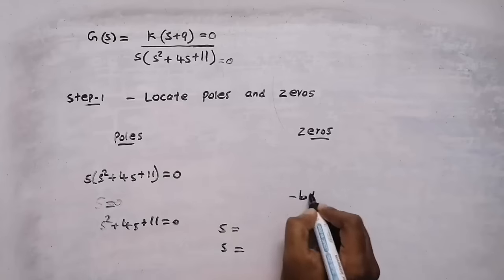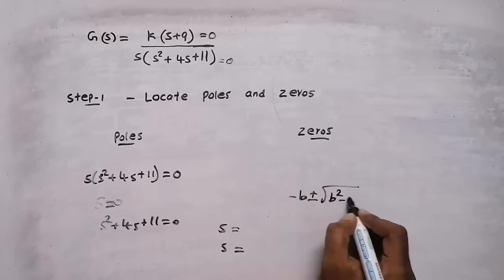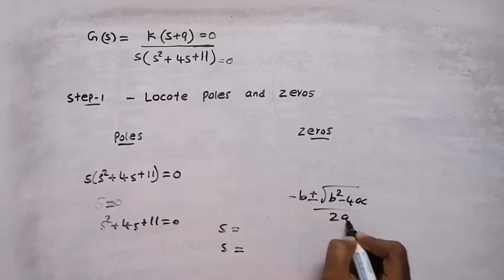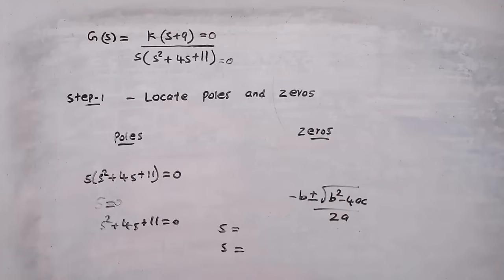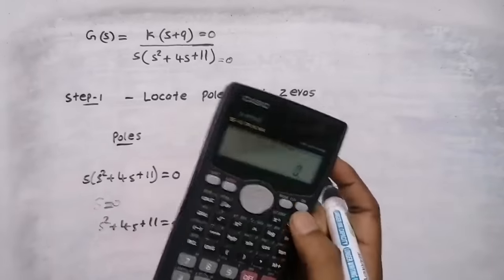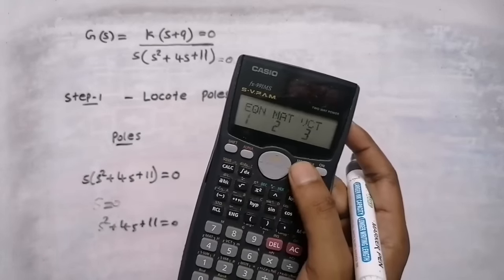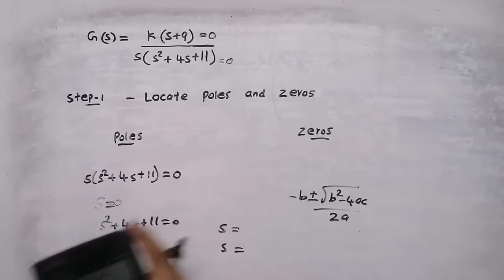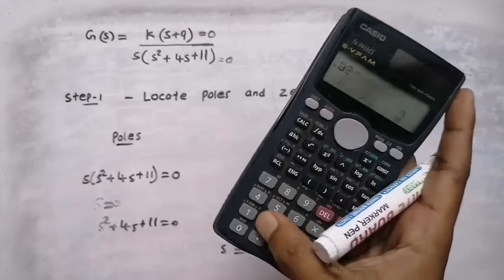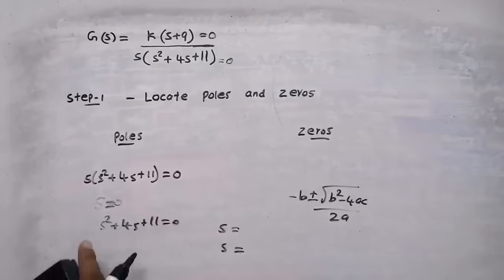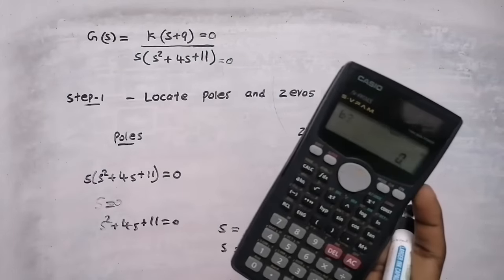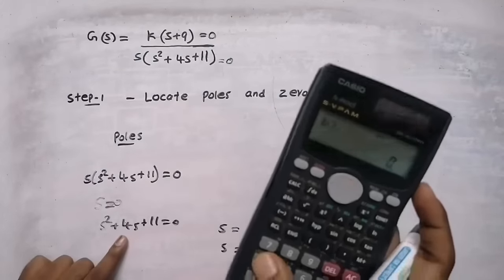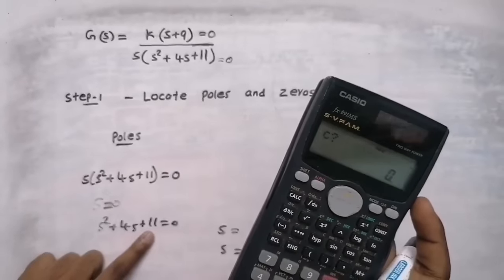So we can use the formula minus b plus or minus root of b square minus 4ac divided by 2a if you are doing manually. Or you can simply use calculator. This is the calculator. Press the mode button 3 times. Then you can see equation. This is a second degree equation, so press 2. Then the coefficient a is 1. Press equal to. Then coefficient b is 4. Then coefficient c is 11.